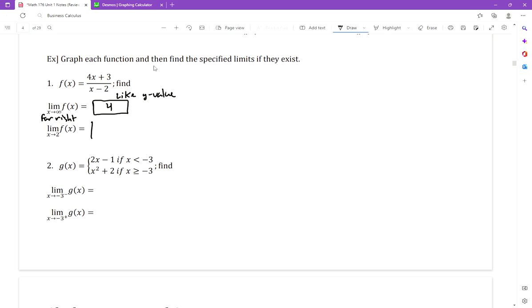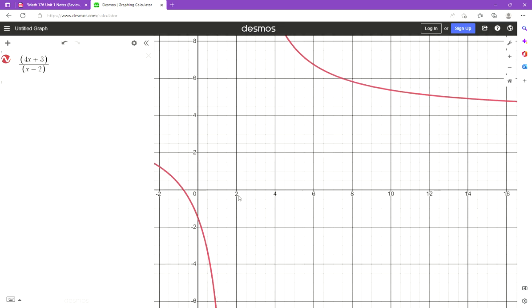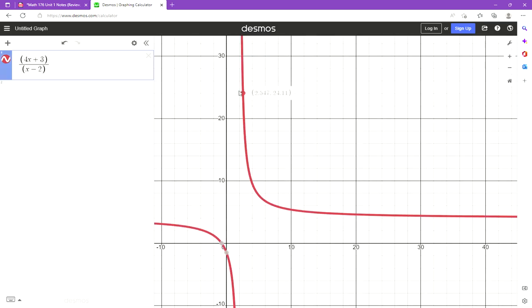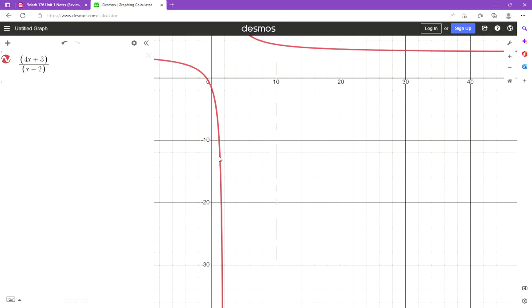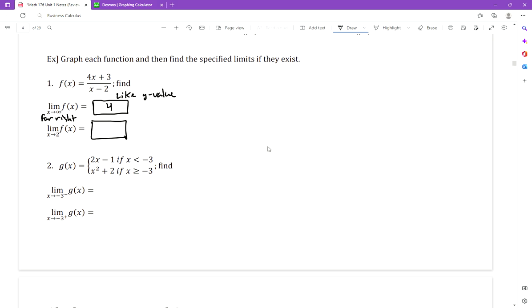And then this is the limit as x goes to 2. So x is getting very close to 2. What's y getting close to? I'm going to zoom in. Here's where 2 is. Notice we have two separate branches. One looks like it goes up forever, and one looks like it goes down forever. For a limit to exist, they need to be going to the same thing. To the left, it's going down forever. To the right, it's going up forever. Those are going in different directions. One's going up to infinity, one's going down to negative infinity. That means this limit does not exist.